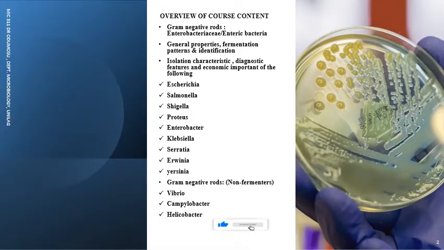This is the course contents. We look at the following contents on the topic of Enterobacteriaceae. However, we will first of all look at the general properties of Enterobacteriaceae before we now take these genera one after the other. Then we also look at gram-negative rods that are non-fermenters, which include Vibrio, Campylobacter, and Helicobacter.